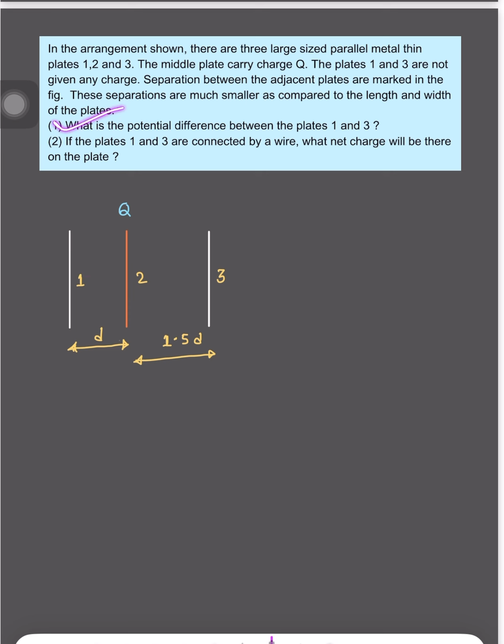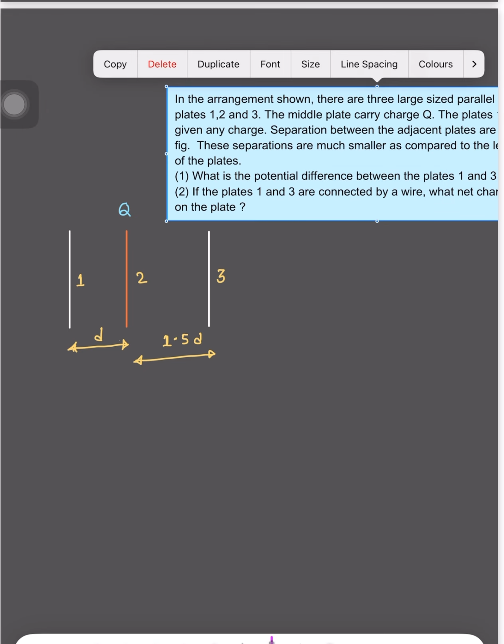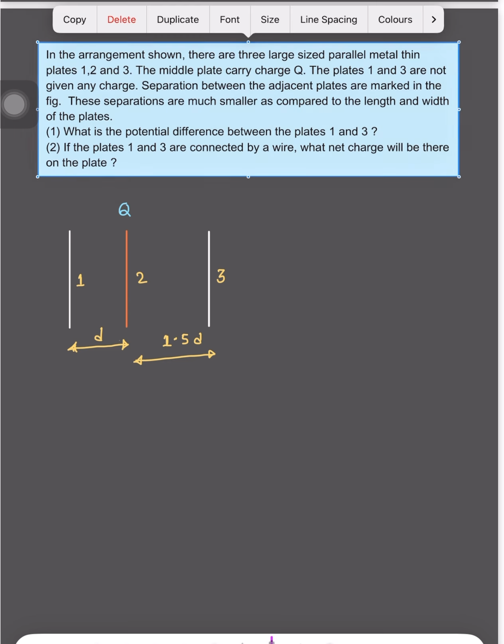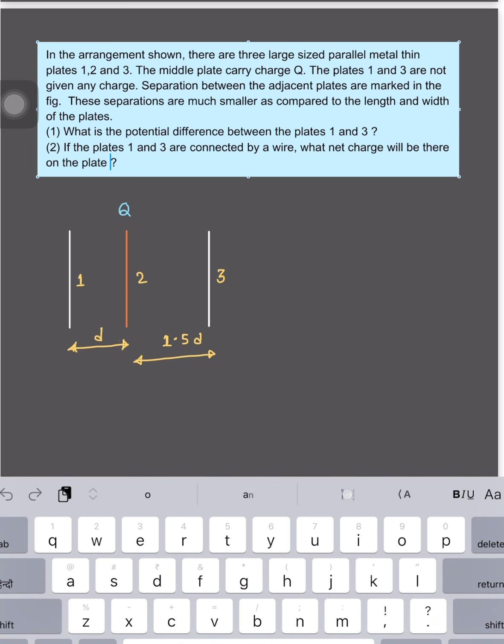पहला क्वेश्चन ये है. दूसरा ये है कि अगर इन प्लेट्स को एक कंडक्टिंग वायर से जोड़ दिया जाए तो इन दोनों प्लेट्स के बीच में कितना चार्ज फ्लो होगा एक से दूसरे में. और उसकी वजह से फाइनली मैंने पूछा है प्लेट 3 पे नेट चार्ज कितना होगा, how much charge will be there on plate 3. Here we can change the language: plates 1 and 3, right?